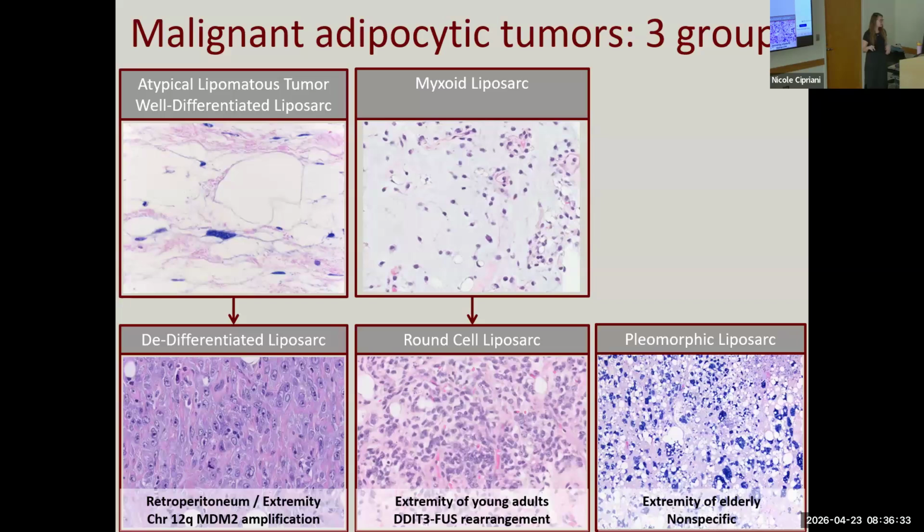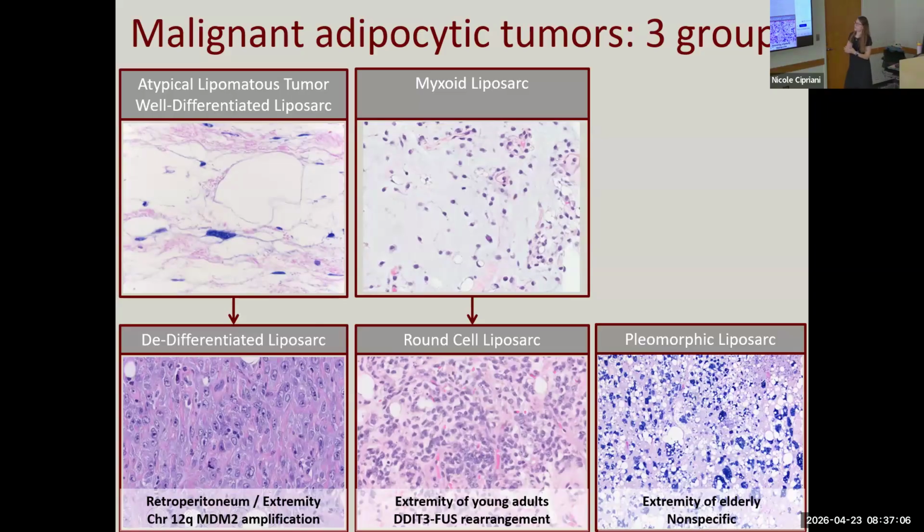Okay, morphologically, right, we've got usually adipocytic morphology with atypical hyperchromatic cells in ALT with high-grade spindle cell neoplasm in D-diff. Myxoid, right, has your curvilinear blood vessels with myxoid stroma and lipoblasts, and then progresses to potentially round cell with these small clustered cells, and pleomorphic liposarc, just pleomorphic lipoblasts. So genetics, right, are going to be MDM2, DDIT3 FUS, nonspecific.